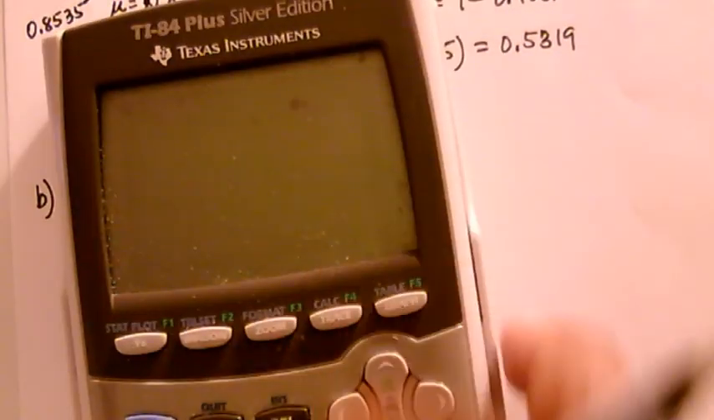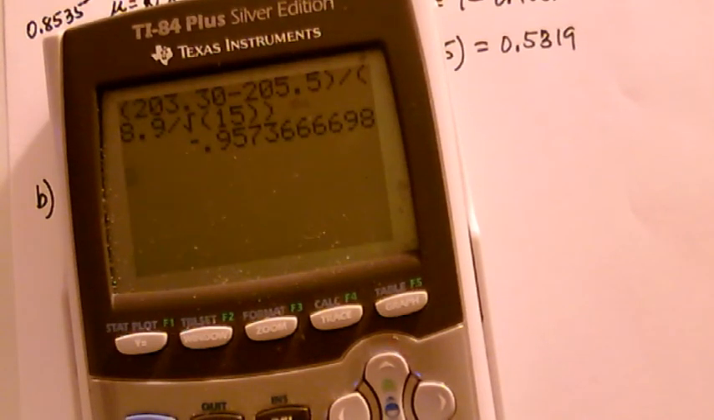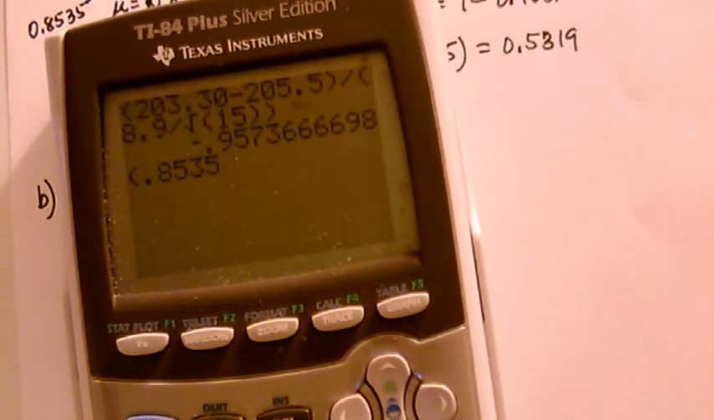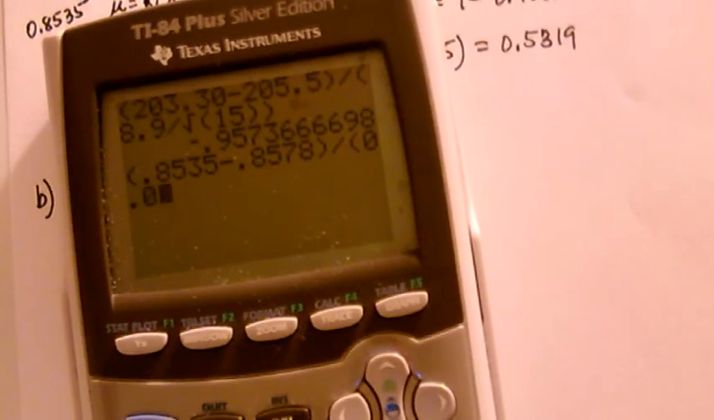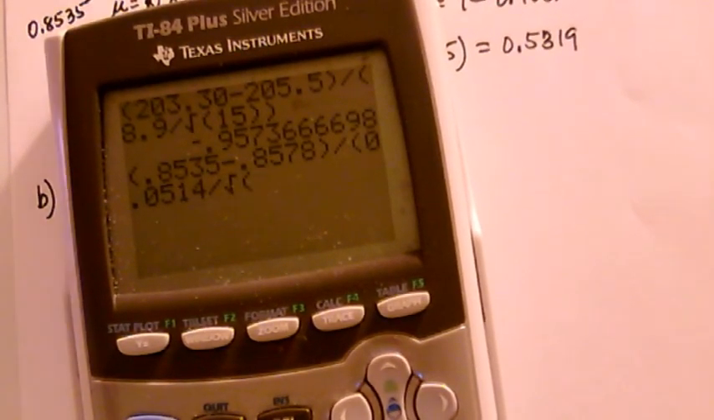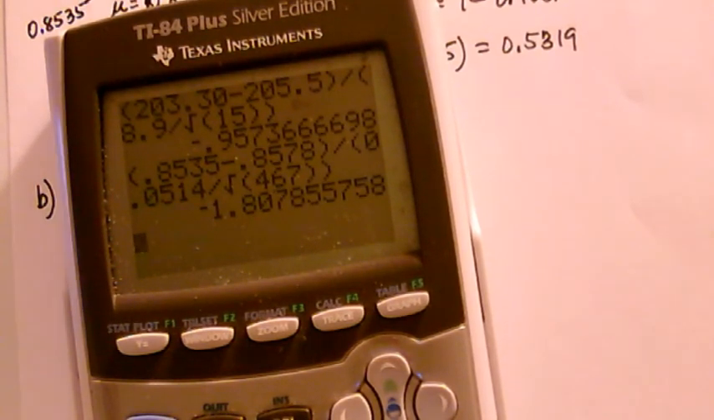Okay, so now, using the calculator: left parenthesis, 0.8535 minus 0.8578, close parenthesis, divided by left parenthesis, 0.0514 divided by second x squared for the square root, and then 467, close your parentheses twice, and then hit enter. To two decimal places, that would be negative 1.81.